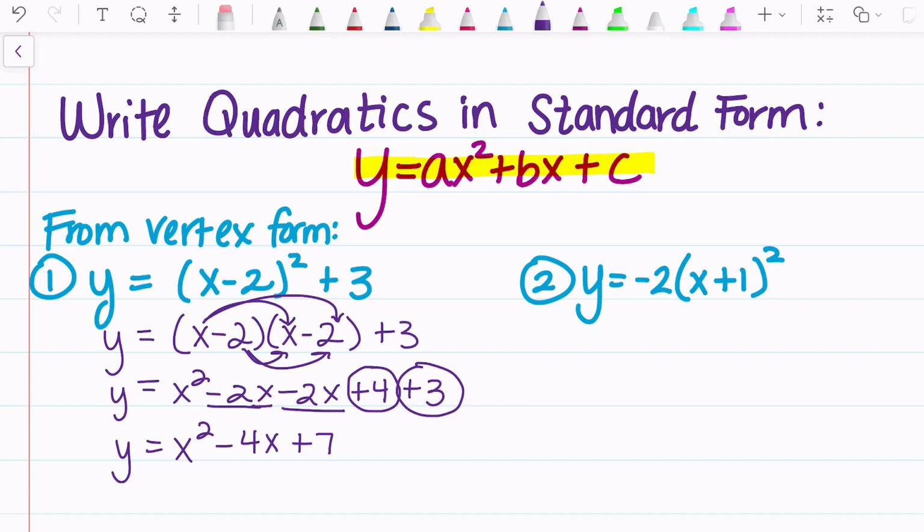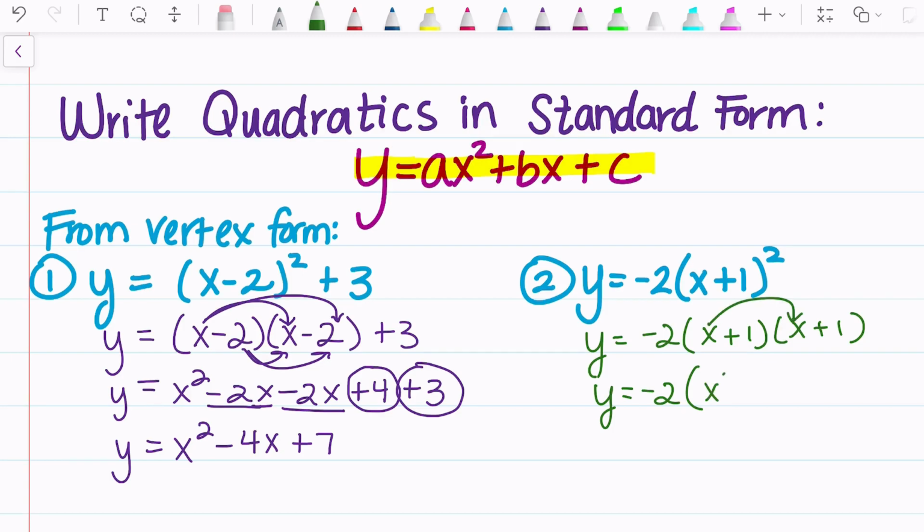Number 2 is similar. I am going to write this out as negative 2 times x plus 1 times x plus 1, because something squared means multiplied by itself. You have two choices here. You could go ahead and distribute the negative 2 into the first set of parentheses, but I like to leave mine on the outside and just distribute my x plus 1s first. But either way, you'll end up with the same answer.